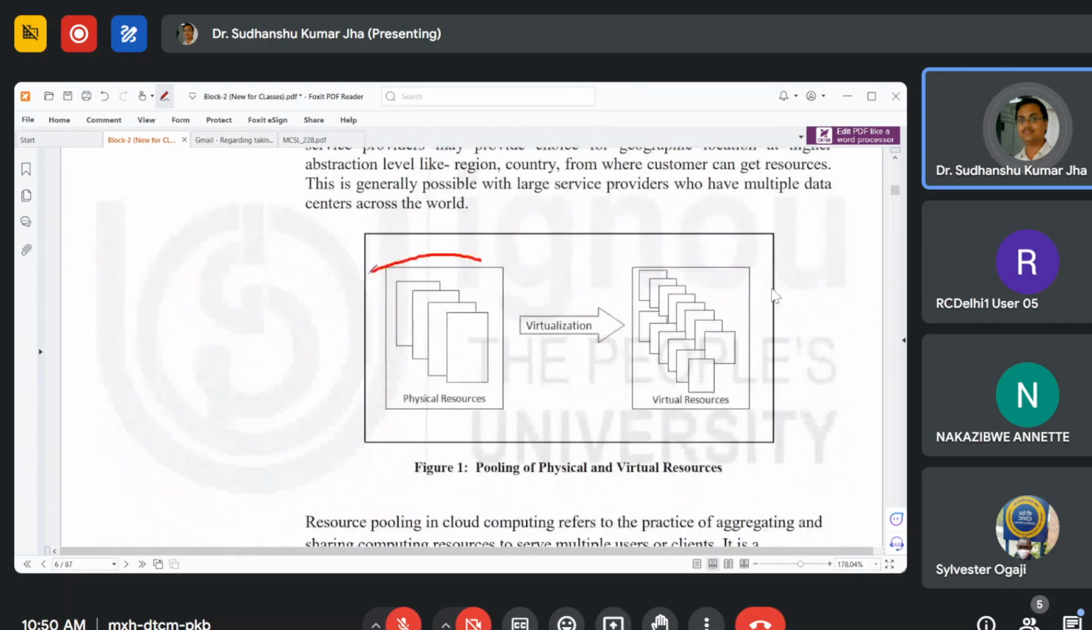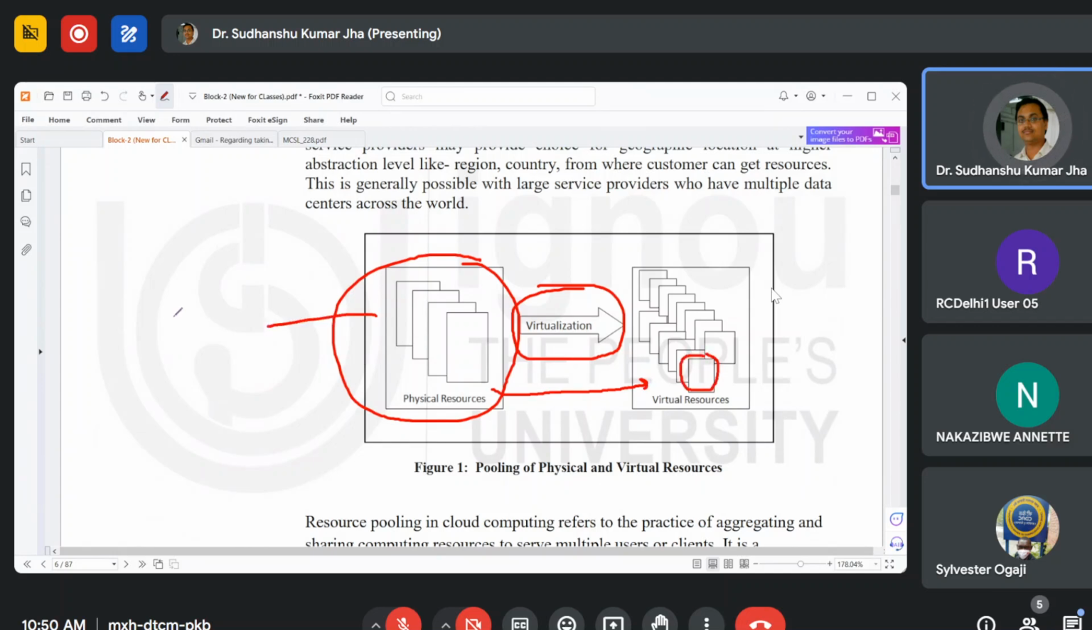So you can see here that we have physical resources, and with the help of virtualization software, which we saw yesterday, a replica of these physical resources is created as virtual resources. Suppose that I have 100 TB of storage space, a single hard disk having a capacity of 100 TB.